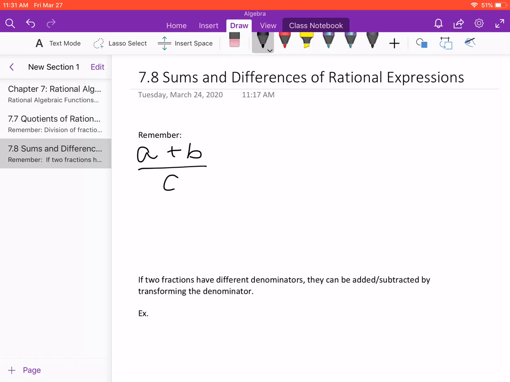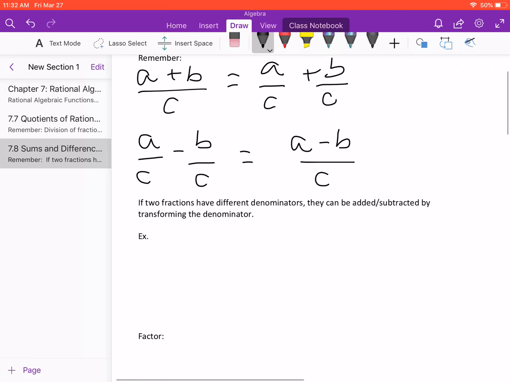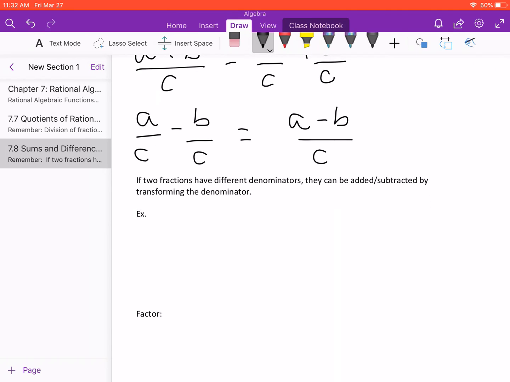The first one is (A + B) over C is equal to A over C plus B over C. Additionally, A over C minus B over C is equal to (A minus B) over C. If we have two fractions that have different denominators, they can be added and subtracted by transforming the denominator. So let's look at an example of a subtraction of a rational expression.